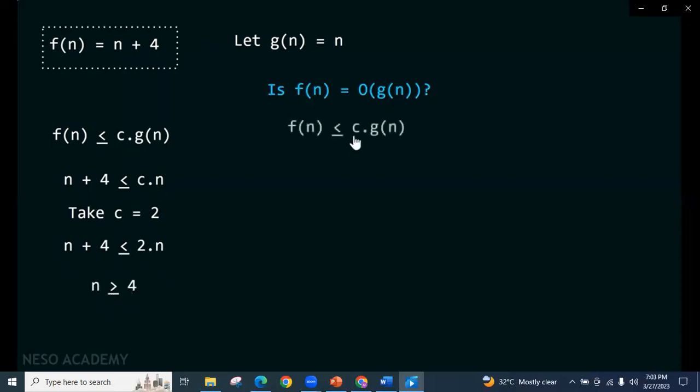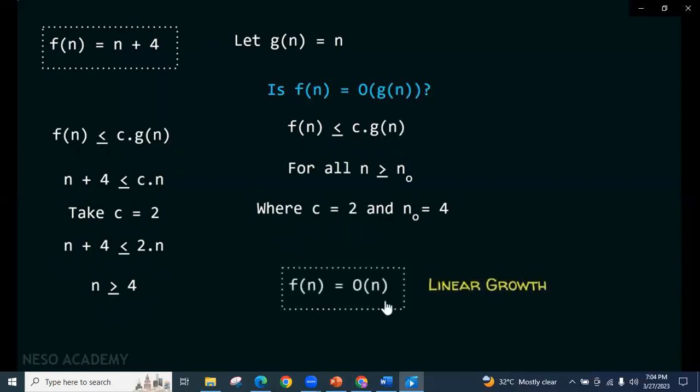So we can say that f(n) is less than or equal to c dot g(n) for all n greater than or equal to n naught, where c is equal to 2 and n naught is equal to 4. Here you can see n naught is equal to 4, c equals 2. For these two constants, f(n) is less than or equal to c dot g(n). So we can clearly say that f(n) is equal to big O of n. We can also clearly see here that the growth rate is linear because the highest term here is n. After that we have a constant term. So f(n) grows linearly. That is why f(n) is equal to big O of n. This is the worst case time complexity of calculating the sum of n natural numbers.